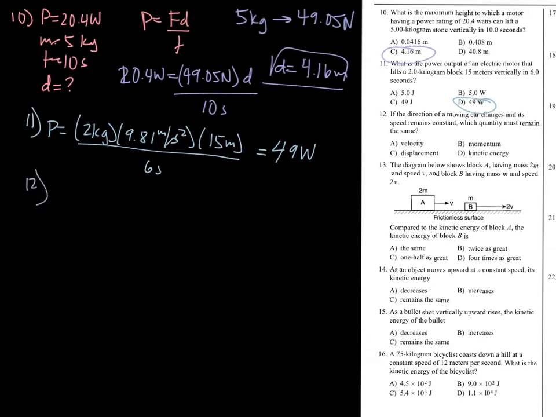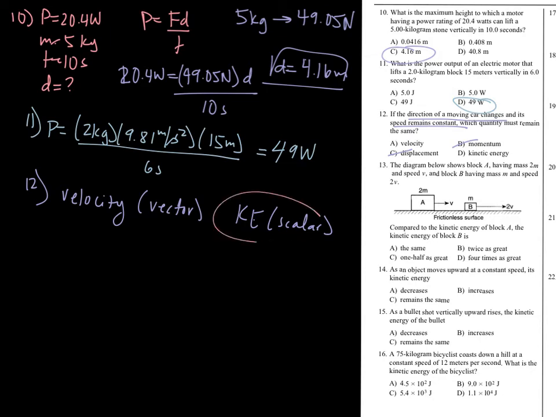Number 12, if the direction of a moving car changes and its speed remains constant, what quantity must remain the same? So we can cross off momentum and displacement. I've noticed that a lot of you were stuck between A and D, velocity versus kinetic energy. Now see here, velocity is a vector. Kinetic energy is a scalar. If you think back to the definition, a vector is dependent on direction as well. Now, if the direction is changing, you don't have constant velocity. So the only thing that's constant here is kinetic energy. It's a scalar, it doesn't depend on direction.